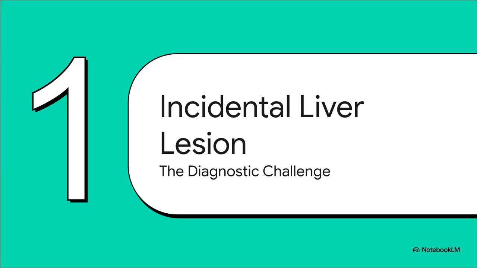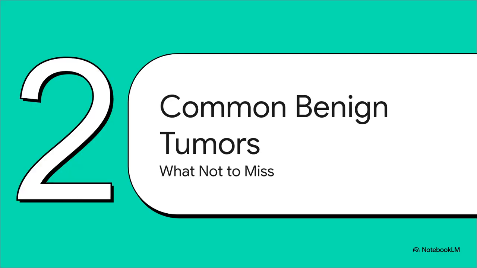You know, with CTs and MRIs being ordered for just about everything these days, we are finding these incidental liver spots all the time. They're everywhere. So the real challenge isn't finding them, it's figuring out what to do about them. Having a systematic approach is absolutely crucial to avoid causing unnecessary stress for the patient, while also making sure you don't miss something serious. So, where do we start?